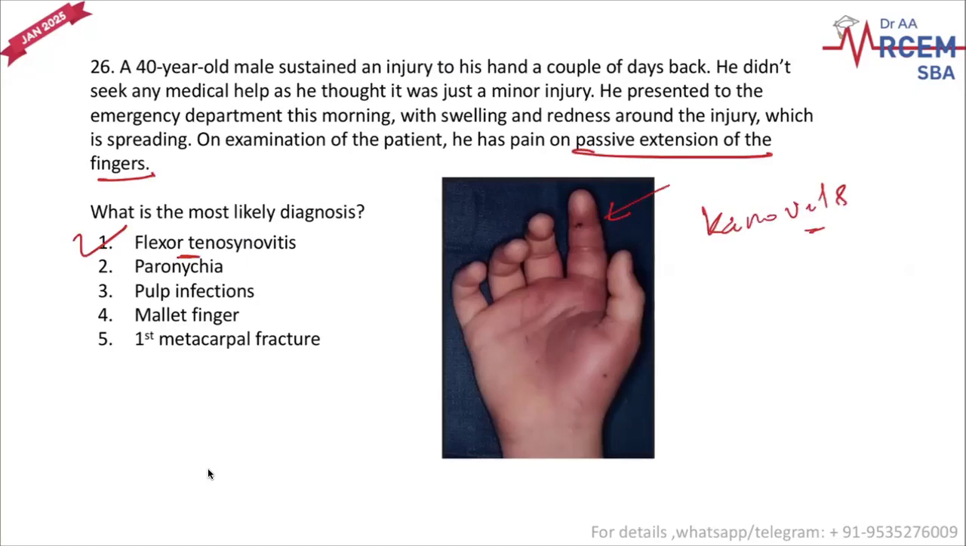Tenderness over flexor tendons. If you palpate here, over the flexor tendons, tenderness will be there. Sausage kind of fingers, symmetrical swelling will be seen. Finger held in the flexion position, which is seen here again. Whenever you try to extend these fingers, that is passive extension, they'll have severe pain. These are all known as Kanavel signs.